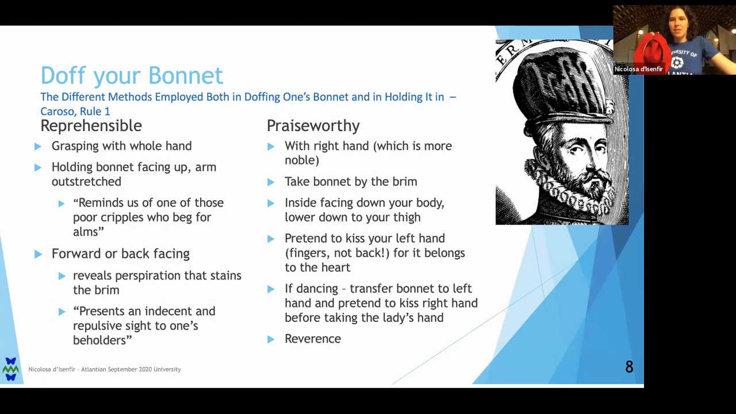You're not buying lots of new ones. It is gross. It is full of perspiration. And Caroso even says that it is unlikely that you will be able to clean the perspiration. Therefore, it presents an indecent and repulsive sight to one's beholders. So naturally, if you would like to insult somebody, go ahead, face your hat towards them with the unseemly, sweaty, disgusting brim or rim of the hat.